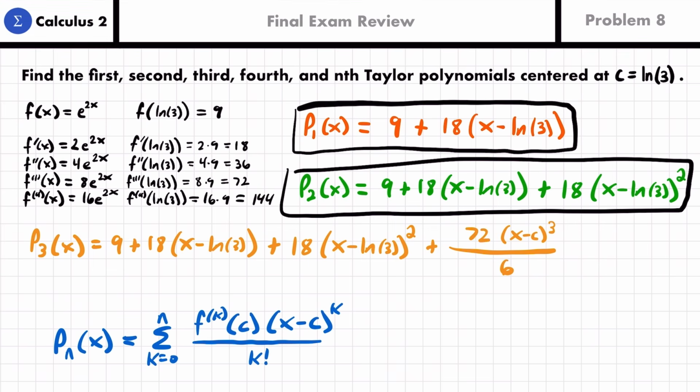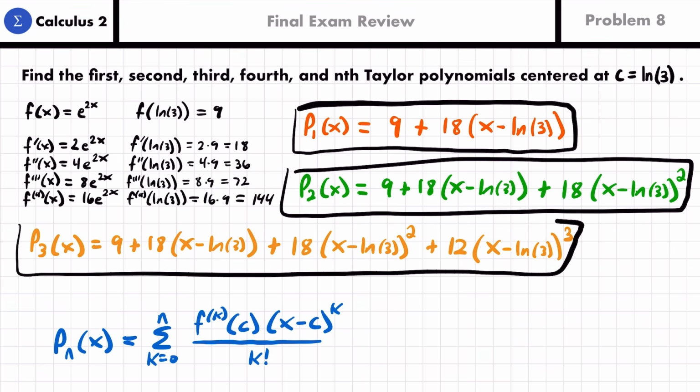And that is multiplied by x minus c cubed, where c is the natural log of 3, and then 72 divided by 6 is 12. So altogether, simplifying that, the new term is 12 times x minus the natural log of 3 cubed. And that completes the third Taylor polynomial.